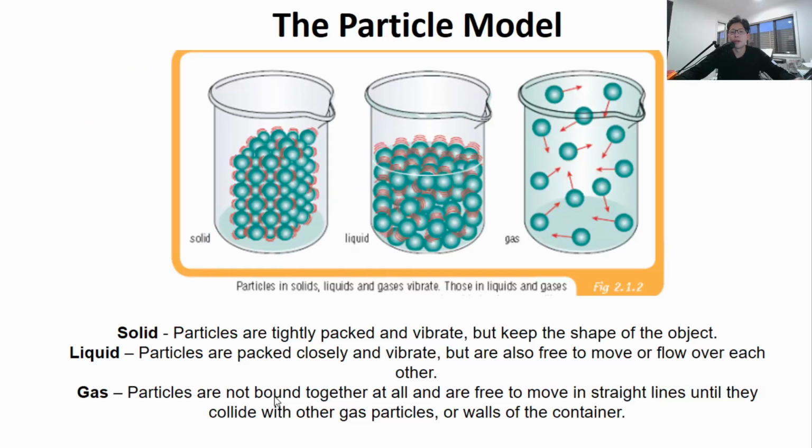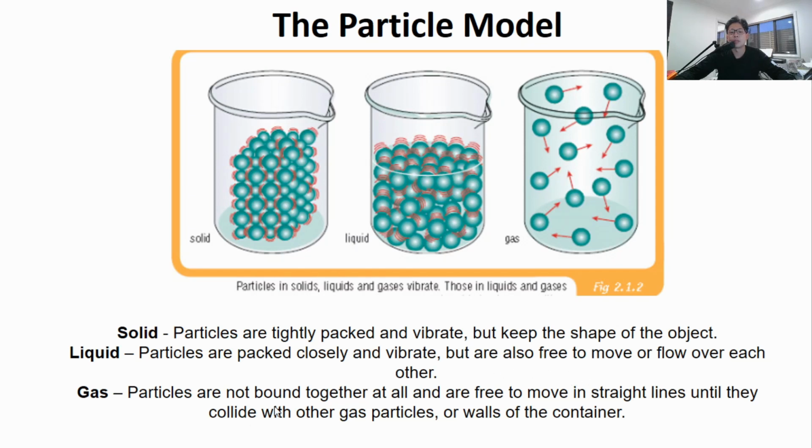So before we learn about how heat transfer occurs, we need to know a bit about the particle model. So the particle model is about how the particles in a solid, liquid, gas are packed and how they move around. So in a solid, the particles are tightly packed and vibrate, but they keep the shape of the object. Like we can see in the left image here, they are tightly packed and we can see it roughly forms a cube shape. In a liquid, the particles are still packed closely and vibrate, but they are also free to move or flow over each other.